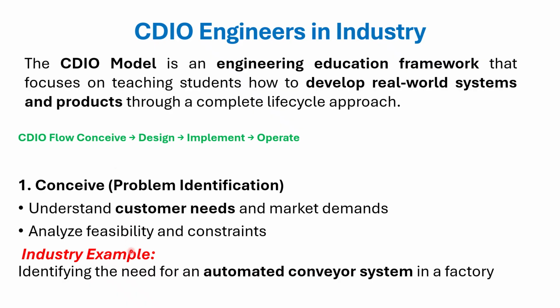For example, identifying the need for an automatic conveyor in a factory. So this is a problem identification. We need to understand the customer need and market demand, and also analyze the feasibility and the constraints of an automatic conveyor system in a factory.